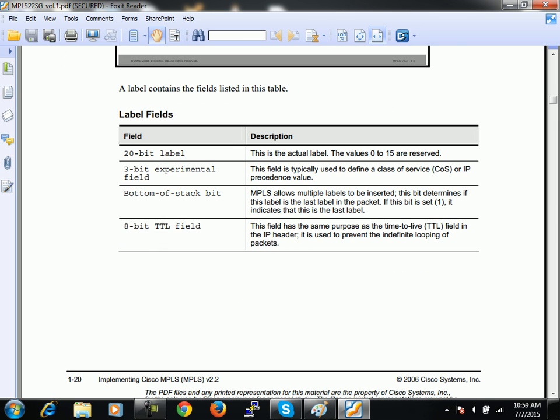See, bottom of stack bit. MPLS allows multiple labels to be inserted. This bit determines if this label is the last label in the packet. If this bit is 1, it indicates that this is the last label, and if it is 0, it means it is not the last label.